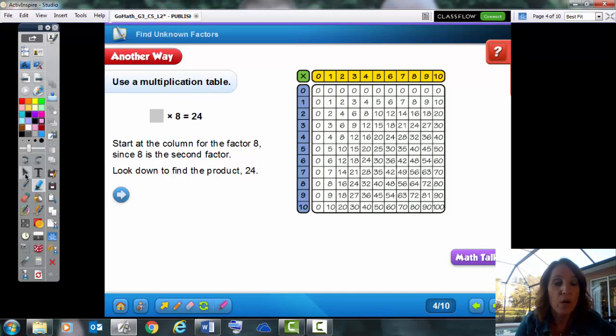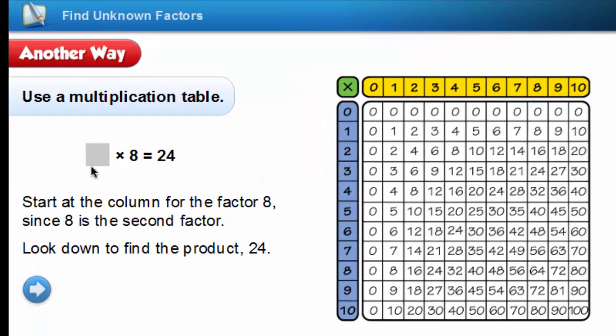Here we have another equation. They used a box to stand for the unknown number. That could be an N, like we saw in the last equation. We could use a P, we could use a C or an F, any letter we want. We could use a line just to represent that number. So they chose to use a box here.